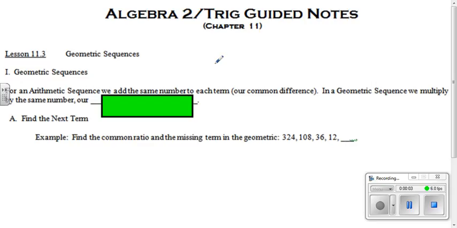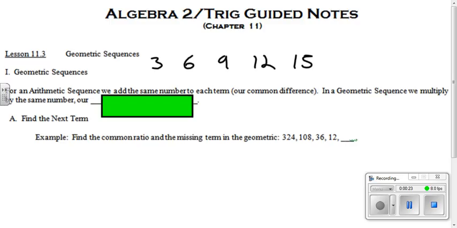Lesson 11.3 is all about geometric sequences. Before, we were talking about arithmetic sequences that add the same amount each time. That's our common difference. So if we started with 3 and wanted to add 3, it goes 3, 6, 9, 12, 15, because we're adding the same amount each time. That was our common difference.